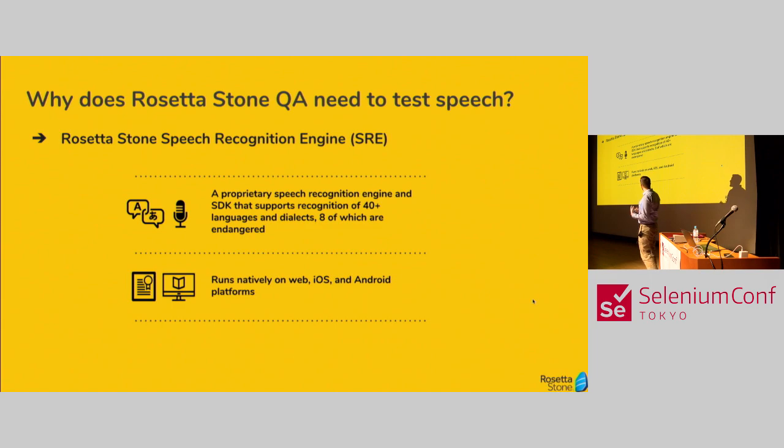So why does Rosetta Stone QA need to test speech? We have our own in-house speech recognition engine that can detect 40+ languages and dialects. 8 of those languages are endangered, meaning that we have less than 50 native speakers of those languages, so we try and preserve them through our products. Some examples of those are Chickasaw and Luiseno, both of which are Native American languages in the US. The speech recognition engine runs natively on web, iOS, and Android platforms. It's the same piece of code wrapped in different wrappers to be able to execute properly on those platforms.